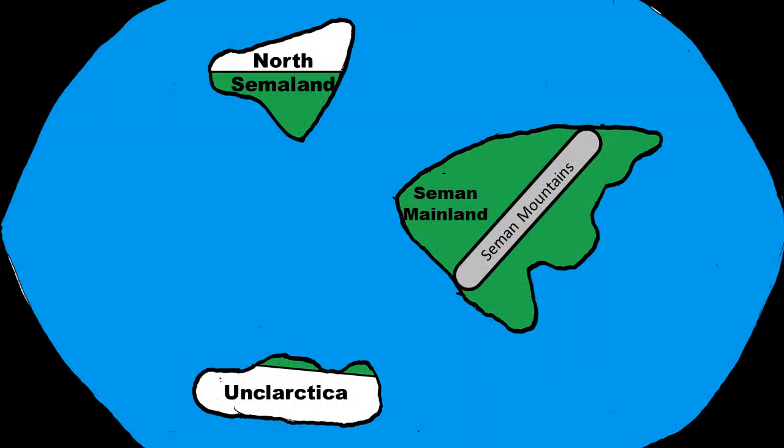East of the Semaland Mountains, most of the organisms are native to Plymouth World. The west contains more humans, and the east contains more Plymouths, but both sides of the mountains contain humans and Plymouths.